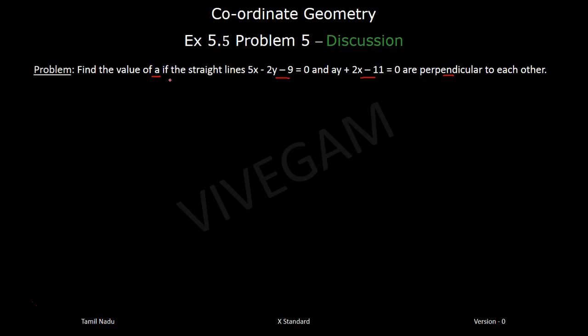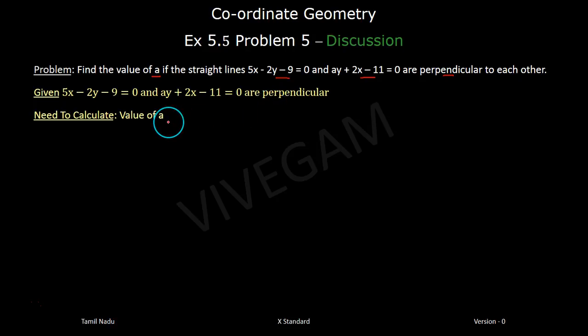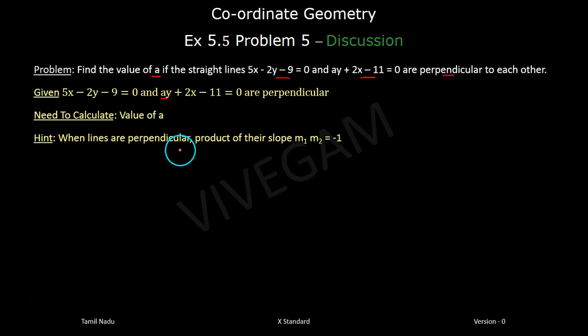Okay? So let's list what is given. Two equations of lines are given and they are perpendicular to each other. We are asked to find the value of A. This coefficient is not given, so they have given it as A. We need to calculate the value of A. The hint: when the lines are perpendicular, the product of their slopes m1 m2 is equal to minus 1. This is the most important thing. When they are parallel, m1 equal to m2.